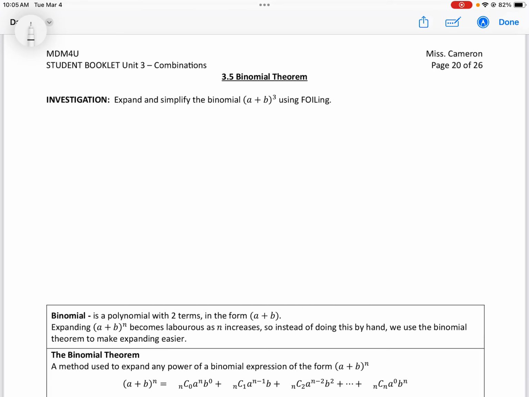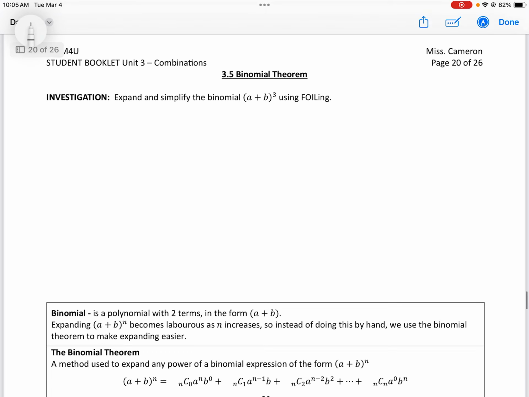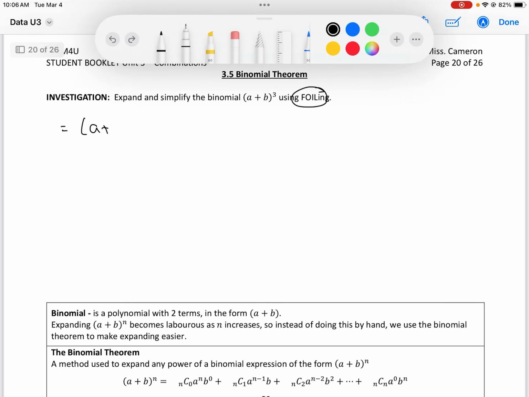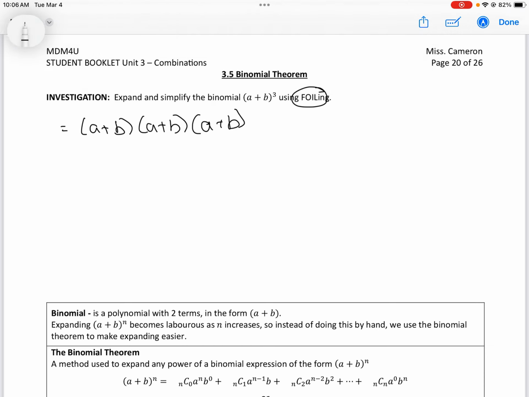3.5 binomial theorem. Expand and simplify the binomial (a + b) cubed, and we're going to do foiling. In grade 10, we would have expanded this by doing (a + b) times (a + b) times (a + b). Our rule is two at a time. So to expand (a + b) times (a + b), we're going to get a squared plus 2ab plus b squared. And we're going to expand that into (a + b).